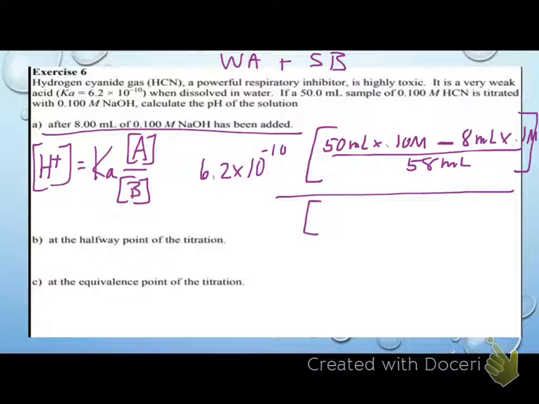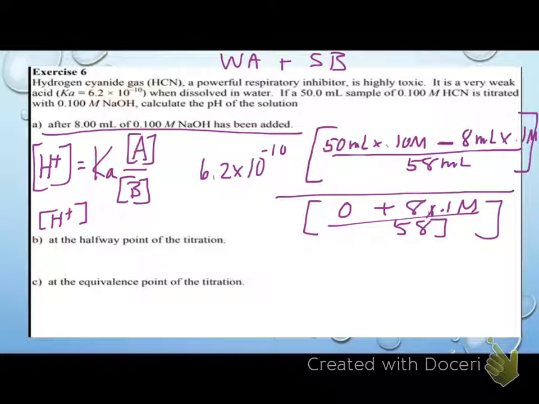Okay? So on the bottom, I have 0 because I'd started with no base. So I have 0 plus the amount that I added, 8 times 0.1, divided by 58. Okay? And when all that is said and done with the math, you get a hydrogen concentration of 3.25 times 10 to the negative 9. So to get the pH, I'm going to take the negative log of that number, and I should get 8.489.